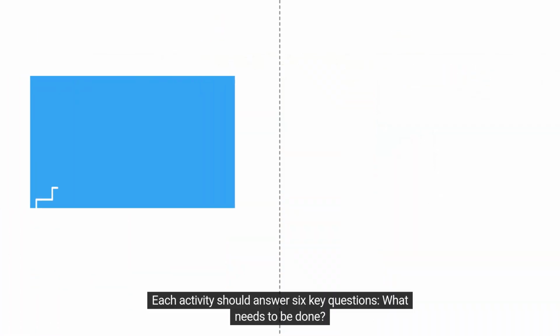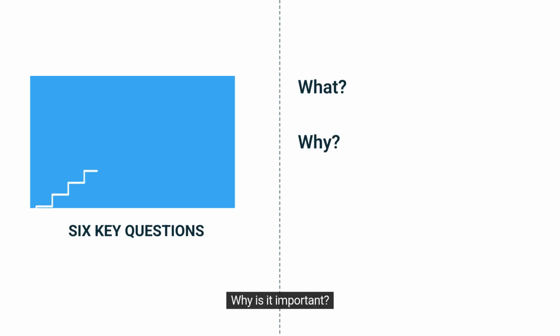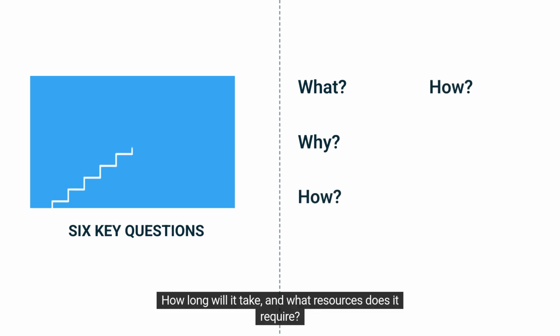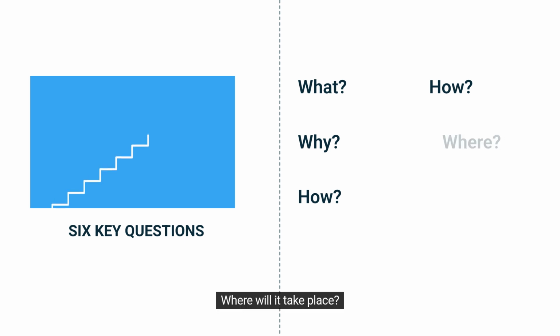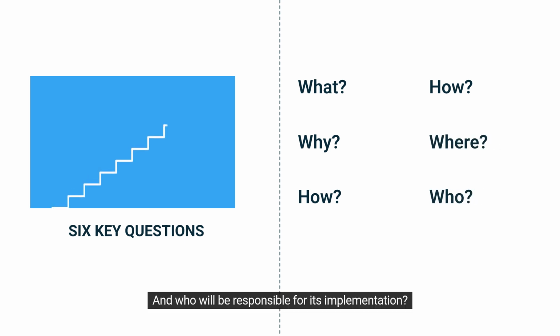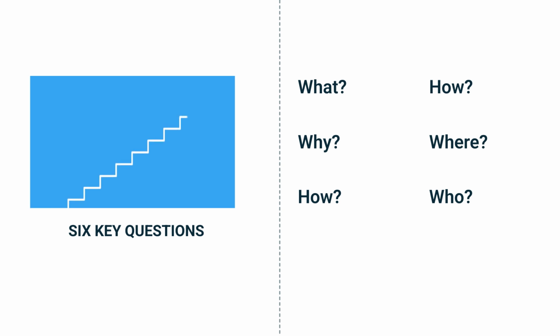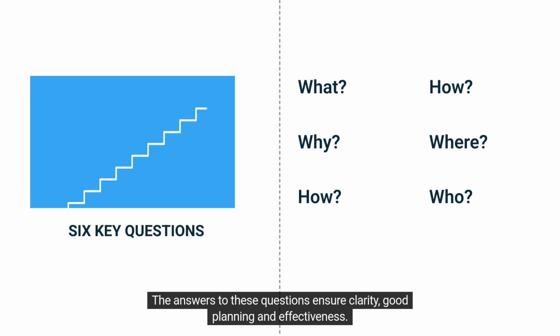Each activity should answer 6 key questions. What needs to be done? Why is it important? How will it be carried out? How long will it take, and what resources does it require? Where will it take place? And who will be responsible for its implementation? The answers to these questions ensure clarity, good planning, and effectiveness.